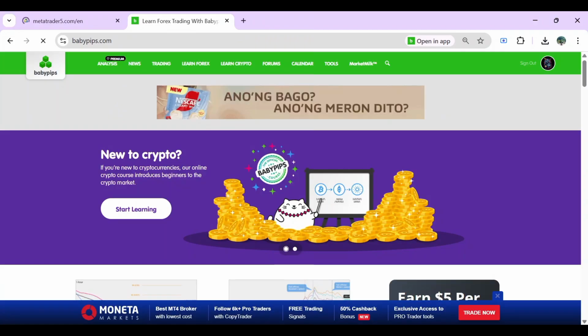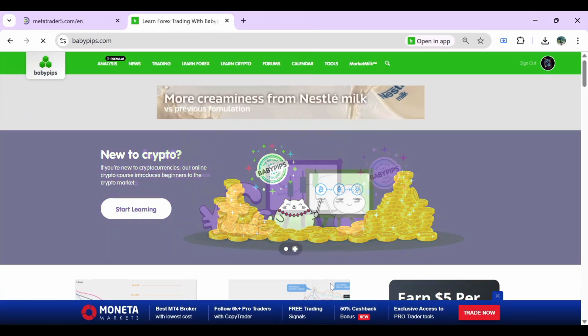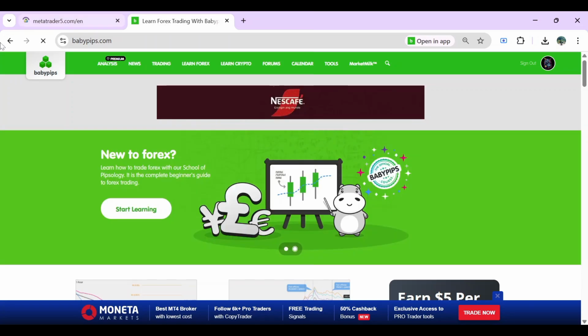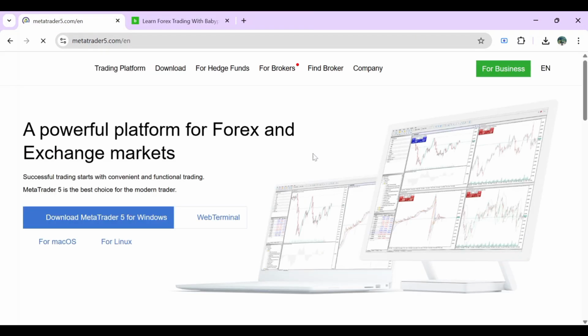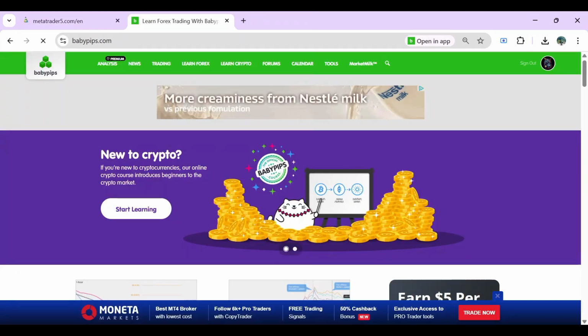So you can't connect your MT4 or MT5 account directly on BabyPips. Instead, here's how it works. You use BabyPips to learn, and then you practice or trade using MT4 or MT5 through a Forex broker. So the process goes like this.